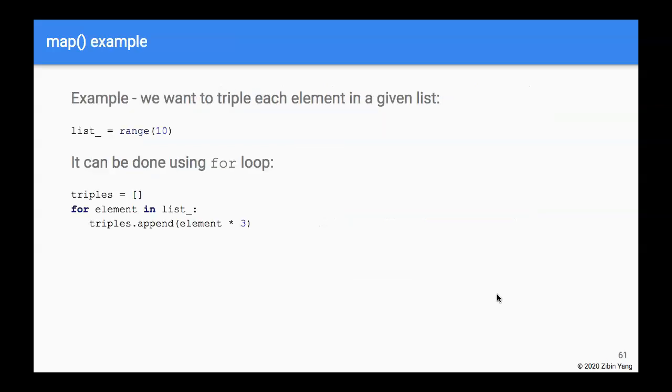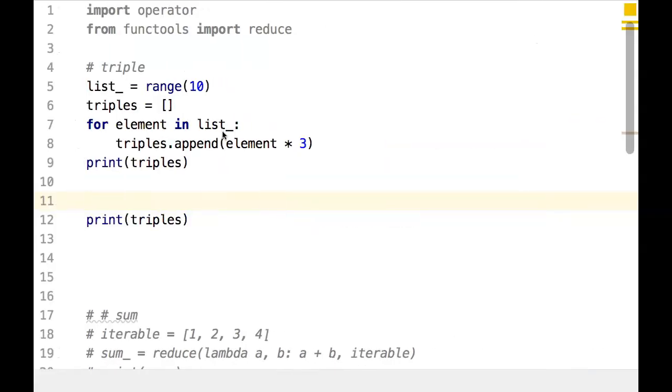Now let's take a look at an example of how we can use map. For example, if we have a list of all numbers from 0 through 9, and we want to triple each of the elements and put them in a new list, we can write a for loop that does that. That's something that we've been doing. Or another way is actually to use map.